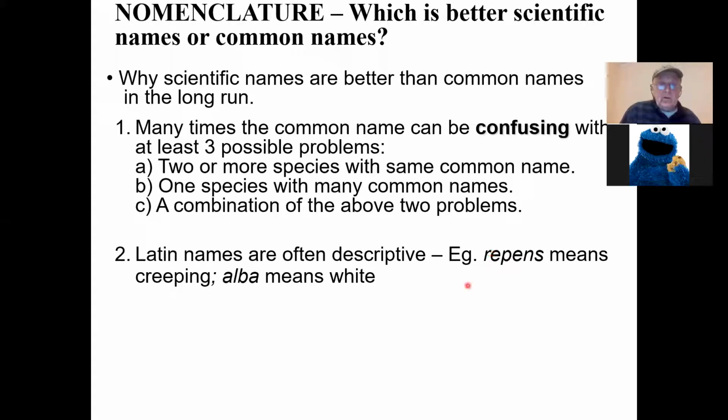All right, one of the good things about scientific names is that they're often descriptive. Repens means creeping, alba means white, rubra means red. For that reason, I do not like or favor commemorative names. That's when somebody names something after somebody else to honor them. Some people have even named plants after their lover. And what good is that for trying to describe? It has no descriptive value whatsoever. So I'm not a fan of commemorative names.